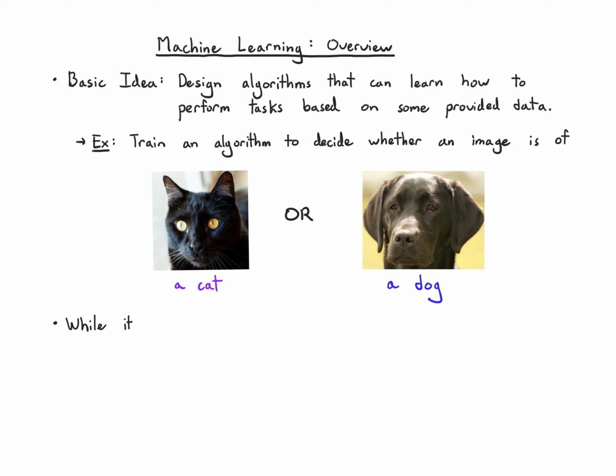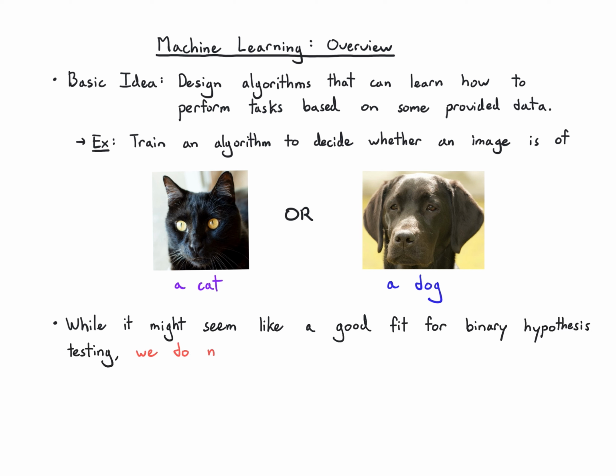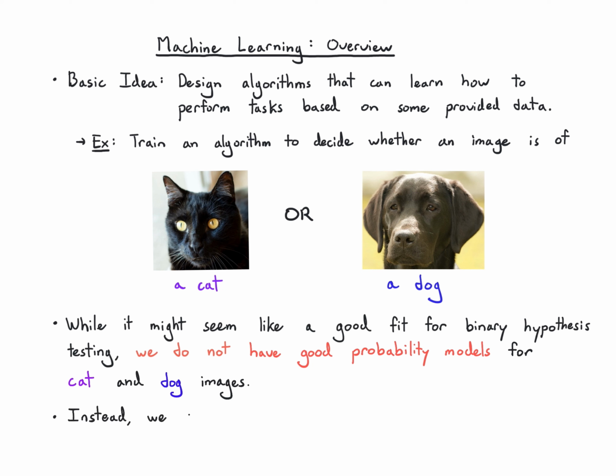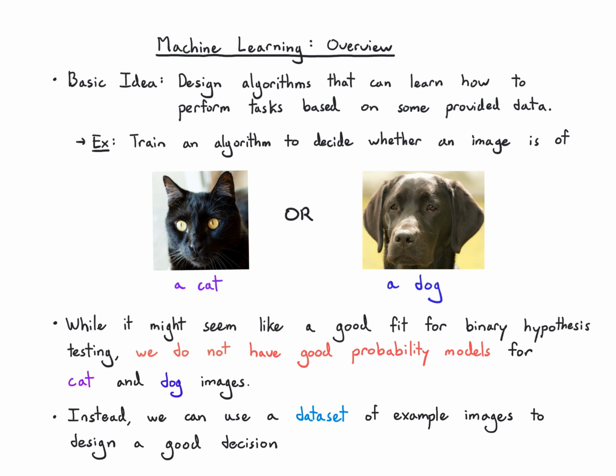This seems like a good fit for the framework we developed earlier, which was binary hypothesis testing. The problem is that we do not have good probability models for cat and dog images. It's not something you can just write down with pen and paper: this is how you generate a cat image, this is how you generate a dog image. Instead, what we do have are data sets consisting of lots of example images. Especially now with the internet, you can get lots of examples and use those to design your decision rule.